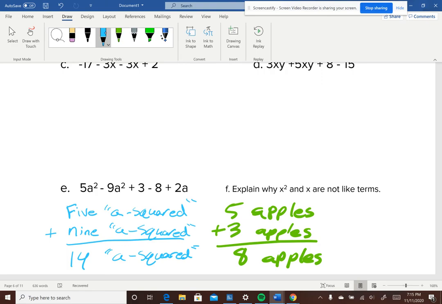And so here I'm looking for all of my a squares. There's one. There's one. Notice here, this is just an a. It's not an a squared. So I can't add apples to oranges, like I can't add a's to my a squares. They're two different things. And so here I'm going to have 5a squared plus 9a squared. We said that was 14a squared.